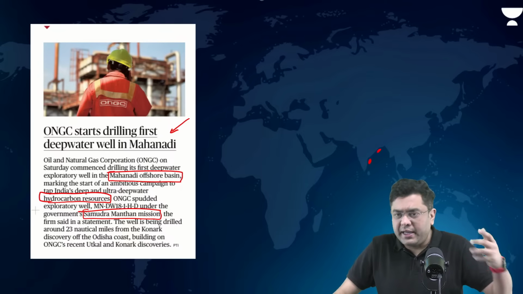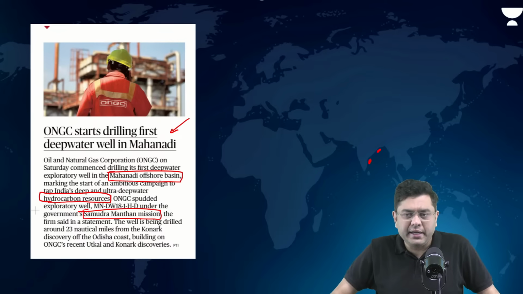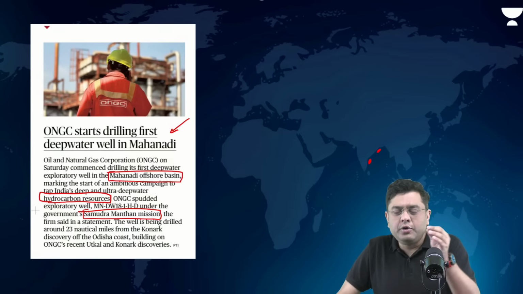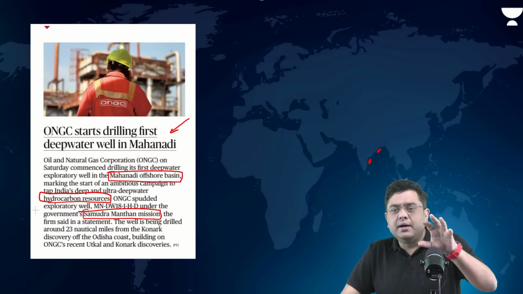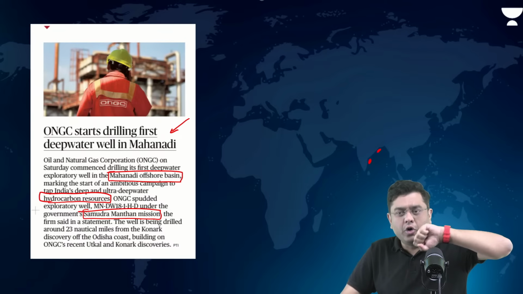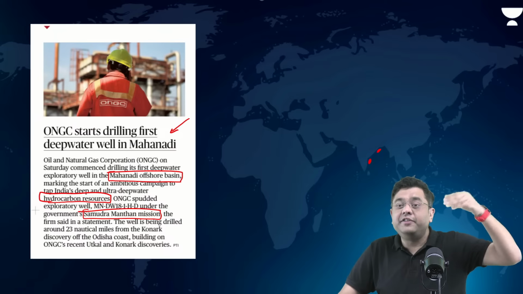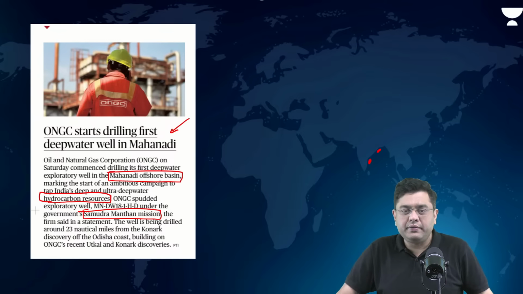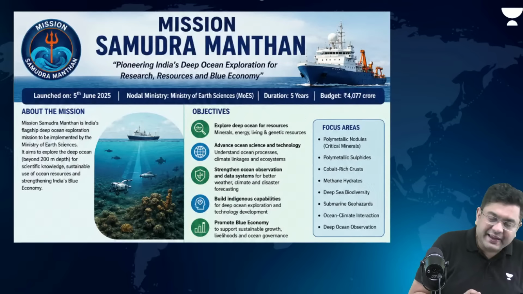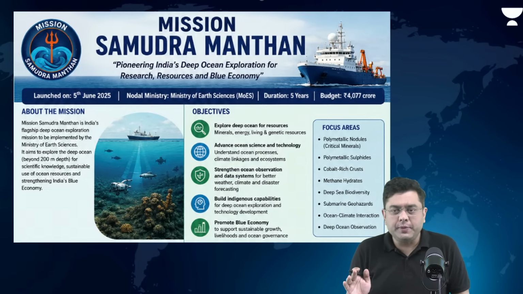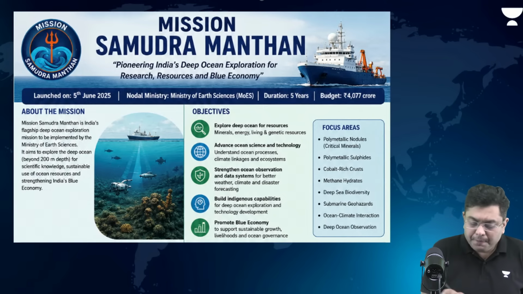Hinterland, interior areas, the regions which are not very well connected by the national highways or the case of your high speed rail, etc. The interior areas. Okay. So here for your exam becomes important the Samudra Manthan mission. What is the Samudra Manthan mission?